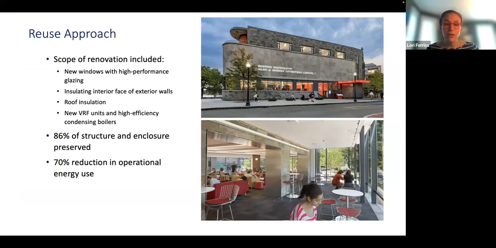But through that, we were also able to preserve and reuse 86% of the building's structure and enclosure. And because structure and enclosure are the two most carbon intensive parts of a building, those are really the critical pieces that you want to maintain from an environmental standpoint.